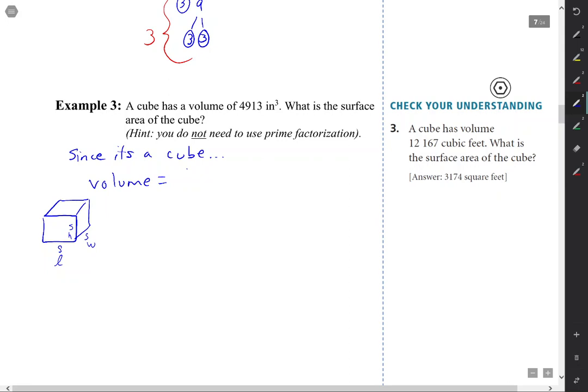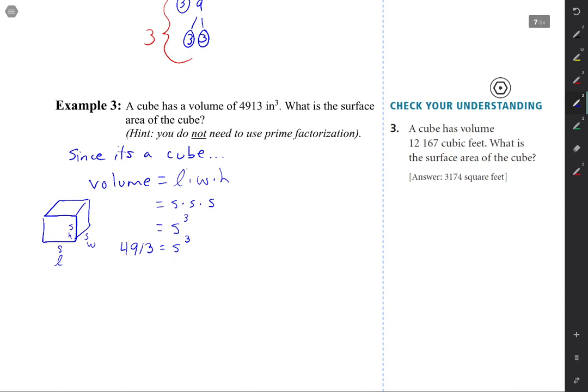So the volume of a cube would be length times width times height. But since it's a cube, the length, the width, and the height are all the same length. So in other words, we could just put side times side times side, or S times S times S. And well, if three things that are the exact same are multiplying together, we could just write this as S cubed. So in other words, the volume, 4,913, is equal to the side cubed.